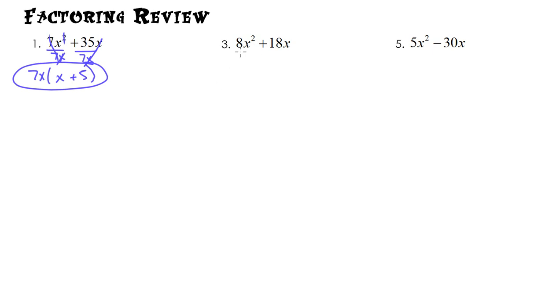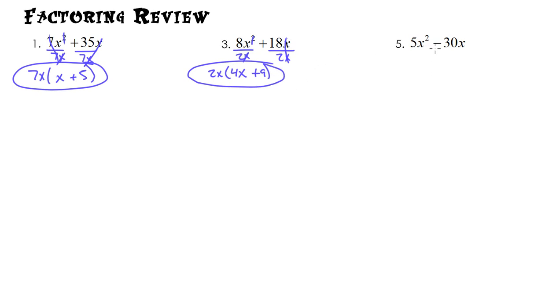Okay, this one over here we can get a 2 and an x out of both of these. So we get 2x. 8 divided by 2 is 4. One of the x's cancels out on the top, 4x, and then over here 18 divided by 2 is 9. There's nothing left we can factor out of that, so that is completely factored.